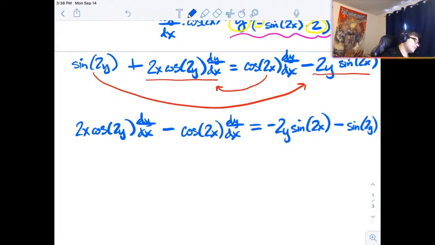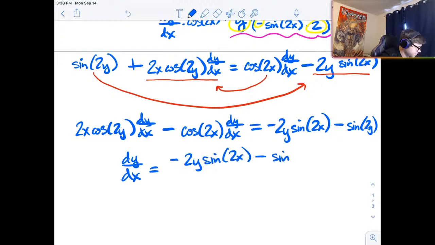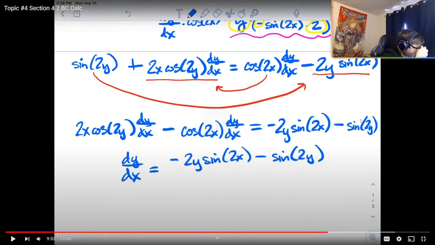Now I can factor out dy dx as a common term, and some of you are probably getting to the point where you can kind of do these two steps a little bit in your head, right? Because we know.